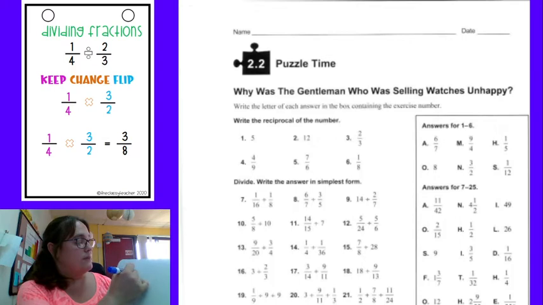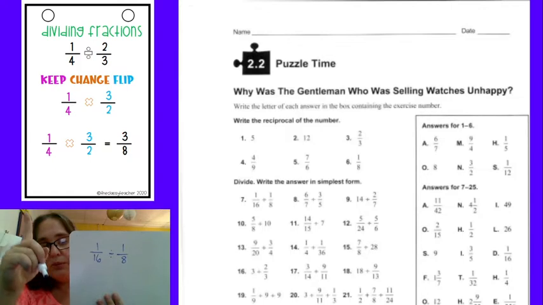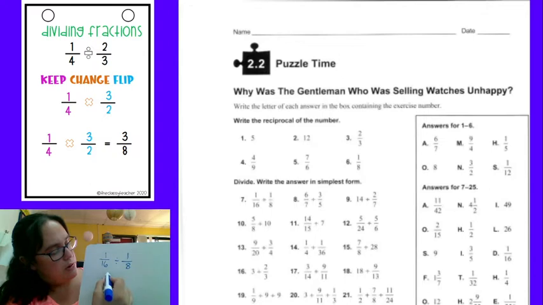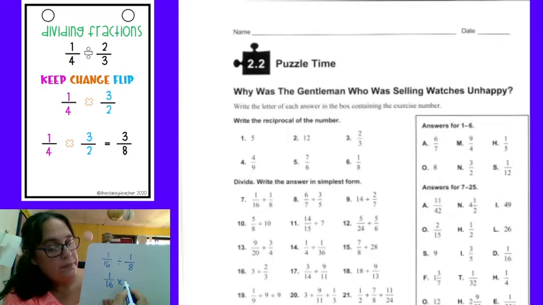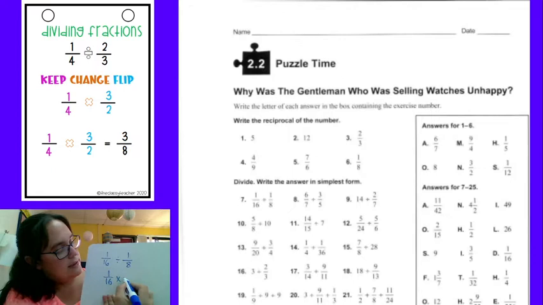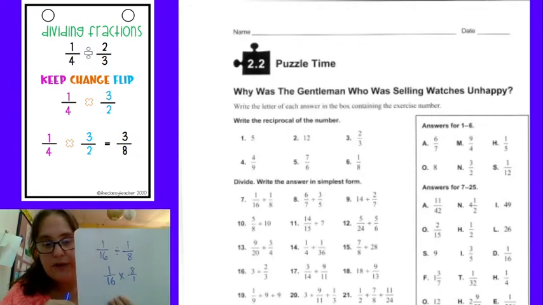So problem number 7, you've got 1 over 16 divided by 1/8. Okay, so I'm not going to flip to the big screen here because I want you to look at the poster above. We are going to keep this first one. So down below, you need to rewrite it. You're going to keep. Then you're going to change this because you're going to multiply by the reciprocal. Reciprocal, you just did above. You're going to flip it around. The reciprocal of this is 8 over 1. Pause if I'm going too fast.